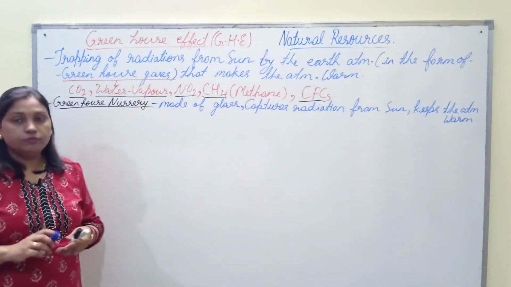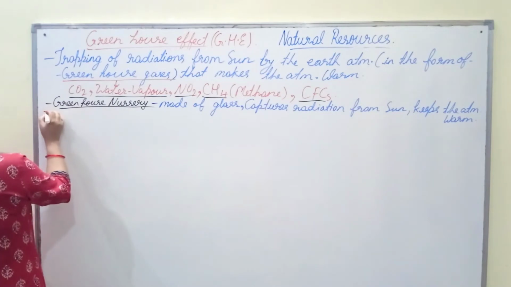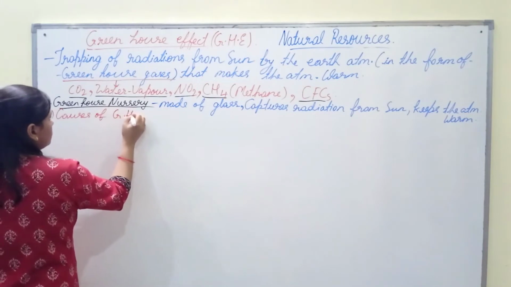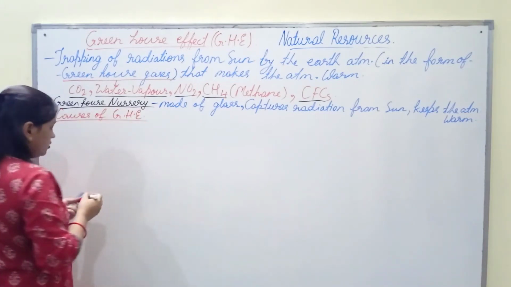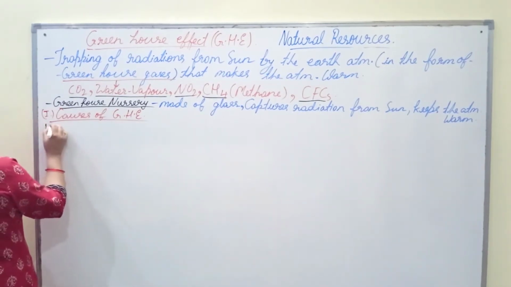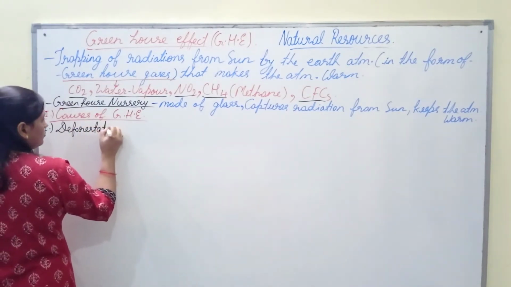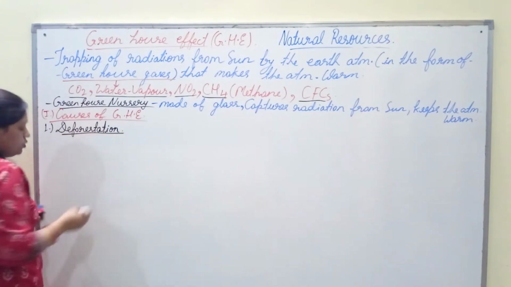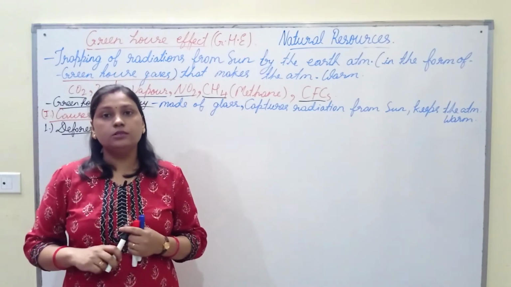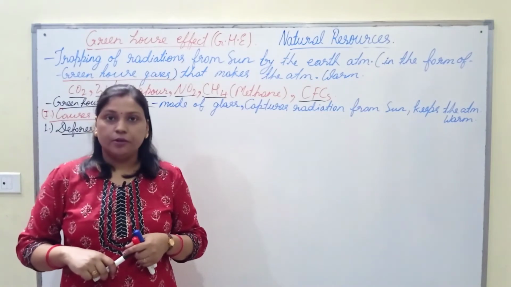Now let us see the different causes of greenhouse effect. The first cause of greenhouse effect is deforestation. Deforestation is the cutting of trees on a large scale for different purposes, for constructing buildings, industries, hospitals, etc.